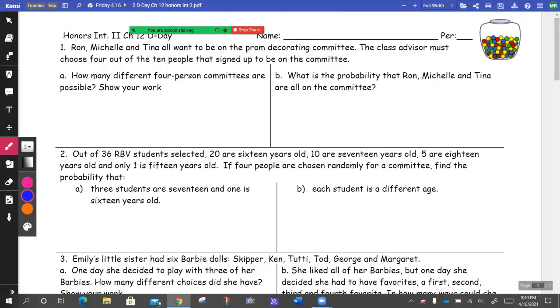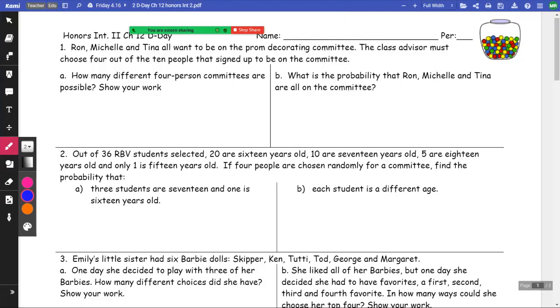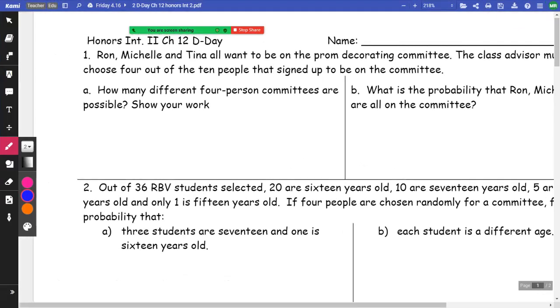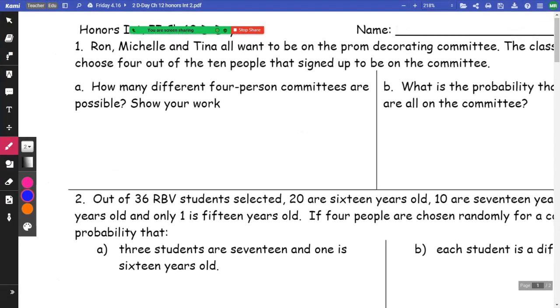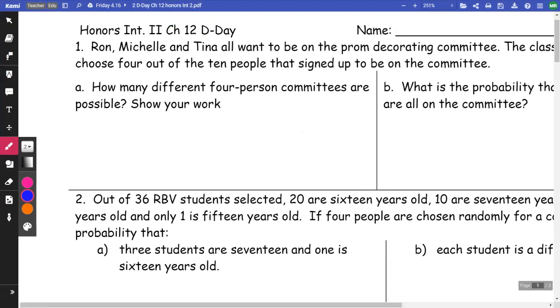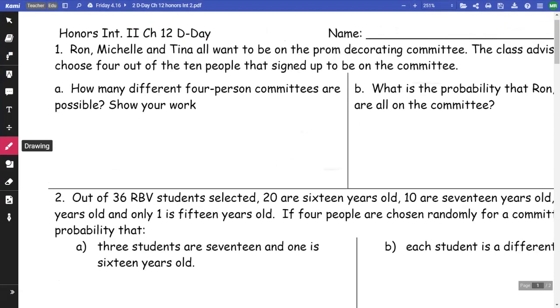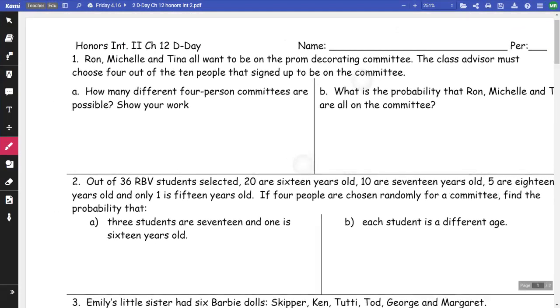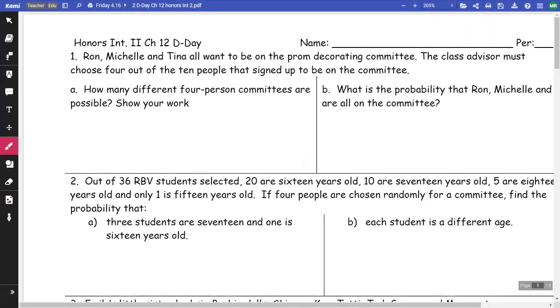So on chapter 12 review, on number 1, Ron and Michelle and Tina all want to be on the prom decorating committee. The class advisor must choose 4 out of 10 people. Okay, so we got 4 out of 10 people that sign up to be on the committee. How many different 4-person committees are possible?